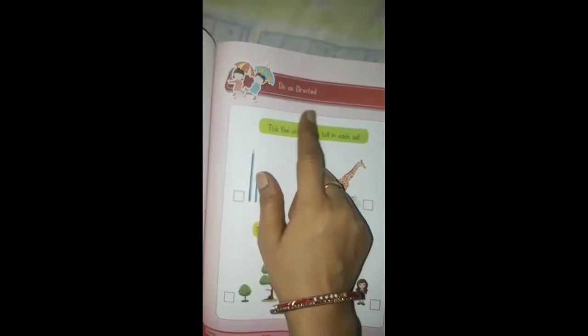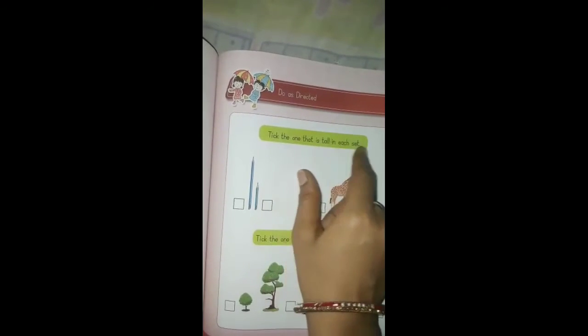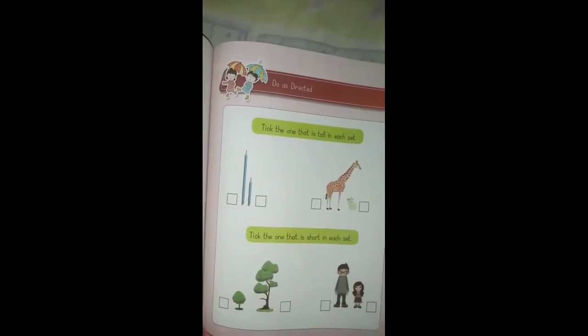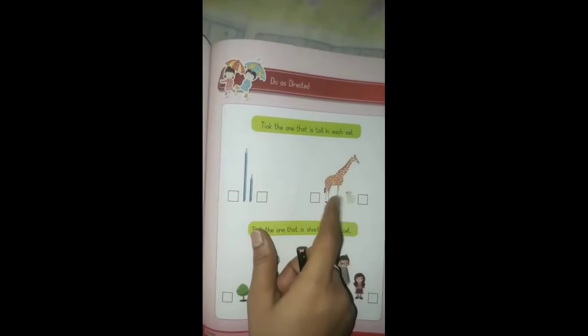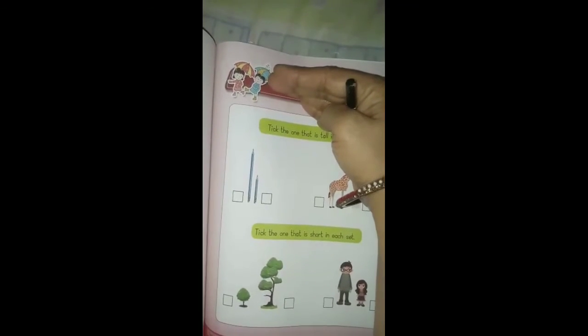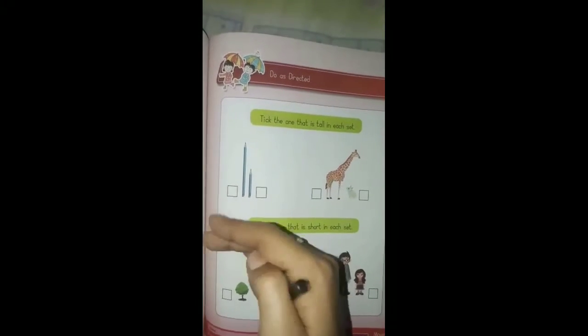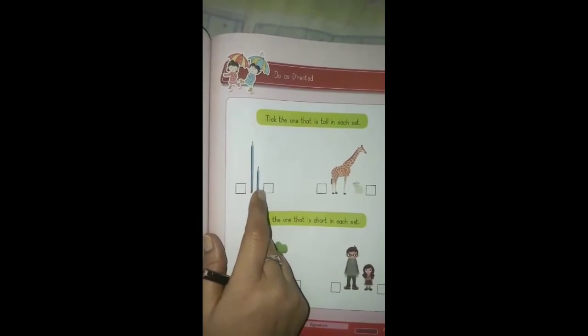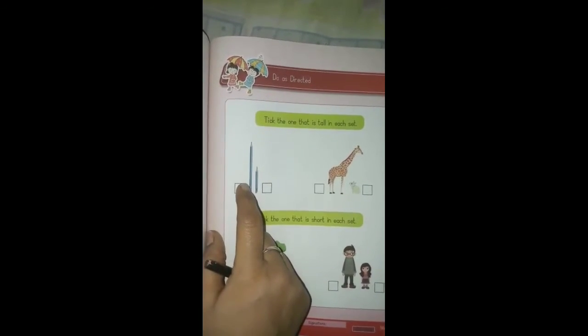Do as directed. जैसा आपको बताया गया है वैसा आपको करना है. क्या करना है हमें देखते हैं. Tick the one that is tall in each set. आपको बताना है कि इन दोनों में टोल कौन सा है. टोल क्या होता है? लंबा. And tall का opposite क्या होता है? Short. Short क्या होता है? छोटा. Okay, so which one is tall here? Yes, this one. So you will tick here.